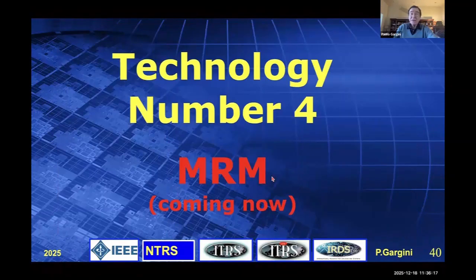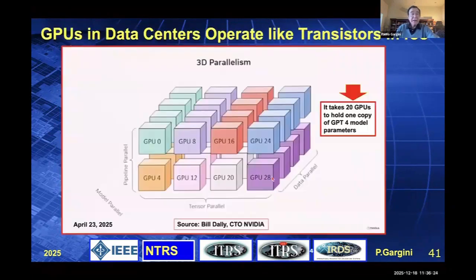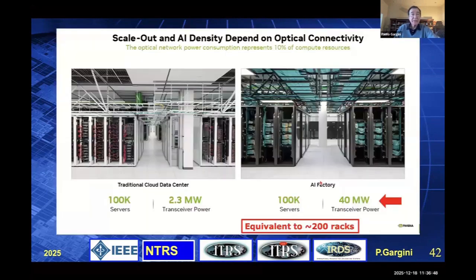There is another technology, this is even stranger yet, MRM, that is coming up now. Now, the connectivity among the GPUs is incredible. This is an example from one of the presentations from Bill, and it says that it takes 20 GPUs just to download a copy of GPT-4. So all of these had to operate as if they were a single GPU. So immediately you say, okay, you want the ultimate connectivity, it has to be fiber optics.